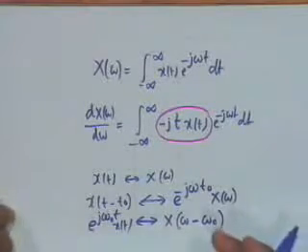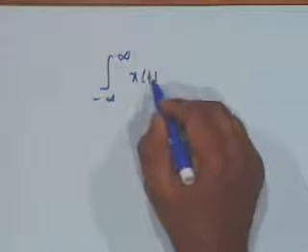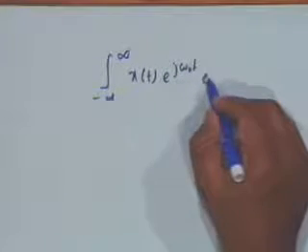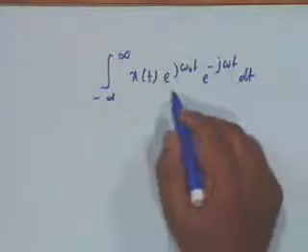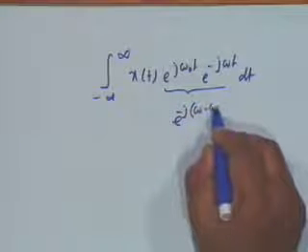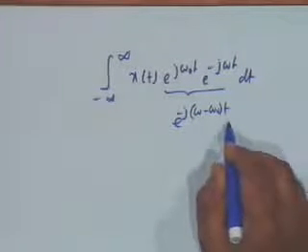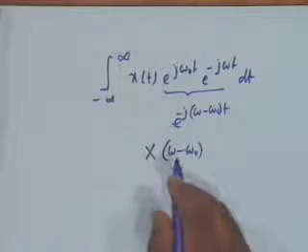But this can also be proved directly. Can we do that? If you find the Fourier transform of this, the integral from minus infinity to infinity of x of t e to the j omega 0 t, multiplied by e to the minus j omega t dt, these two terms can be combined into e to the minus j times omega minus omega 0 times t, which is simply capital X of omega minus omega 0. So this can also be proved directly.